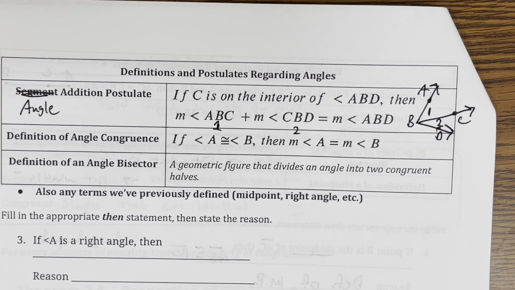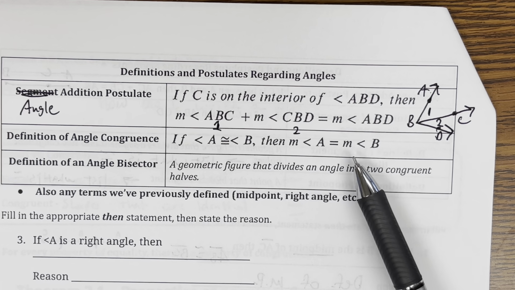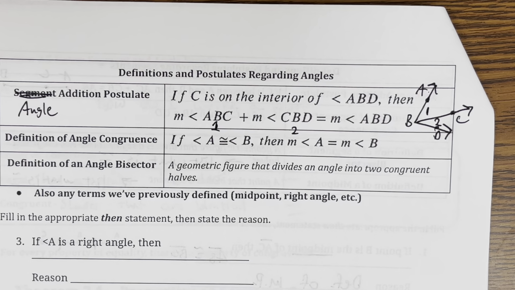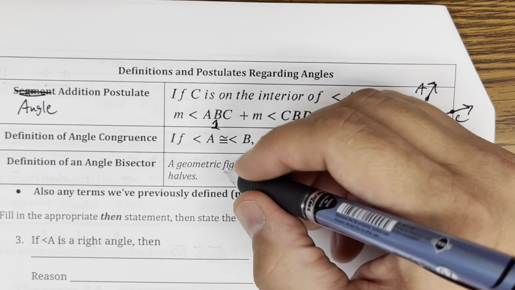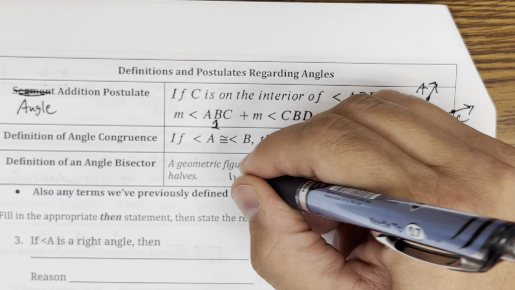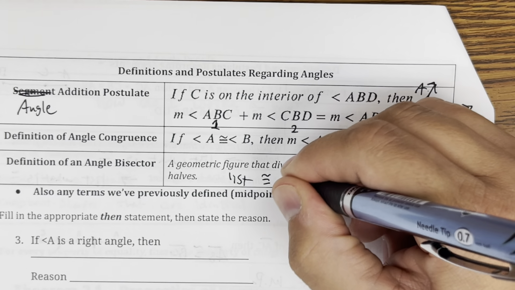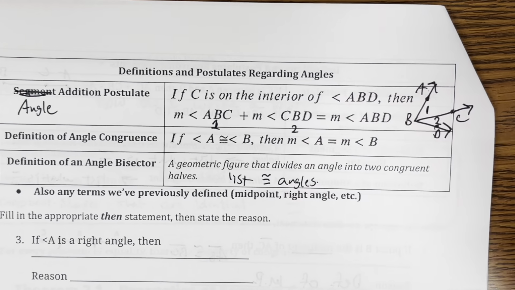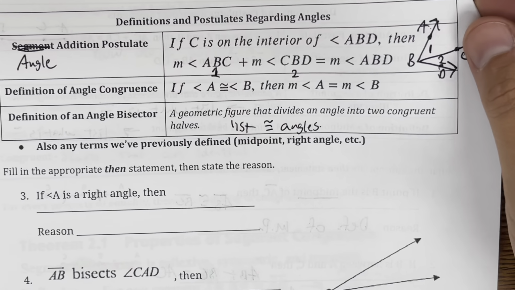If two angles are congruent, they are equal in measure, and vice versa. If they're equal in measure, they are congruent. We can switch between those. And an angle bisector cuts it in half. So if you are told that an angle is bisected, list the congruent angles. That's our next step.